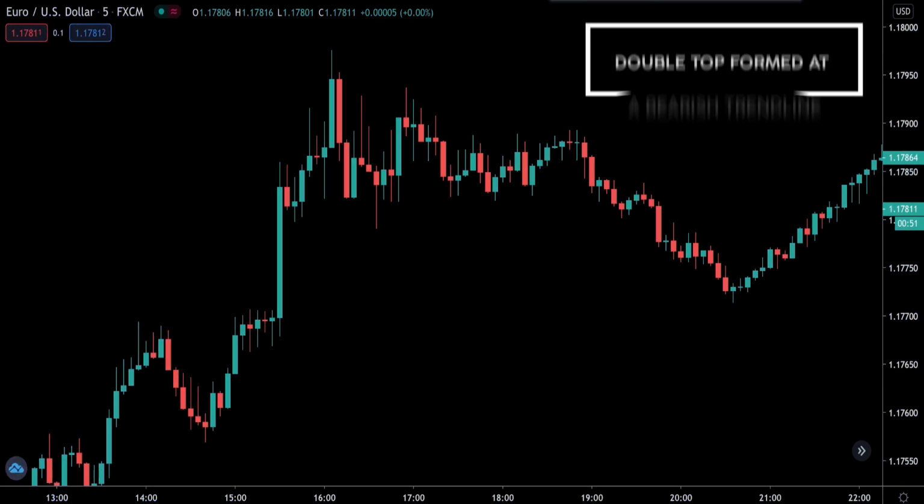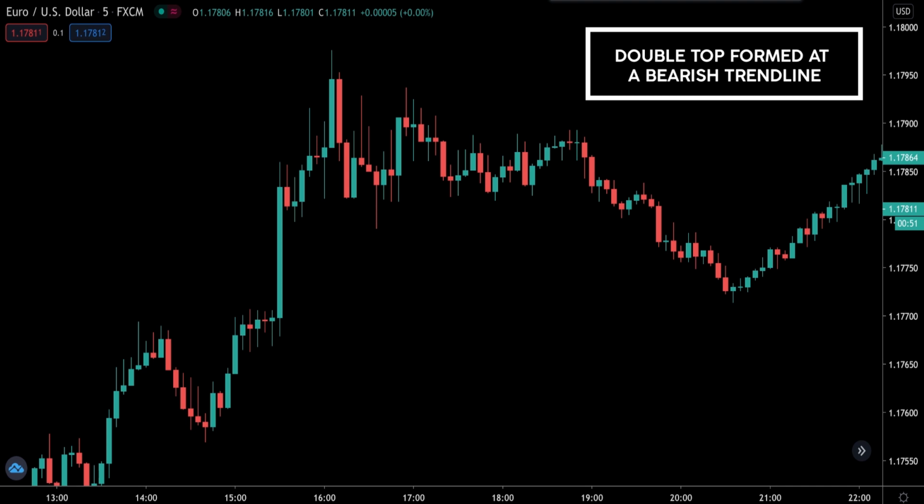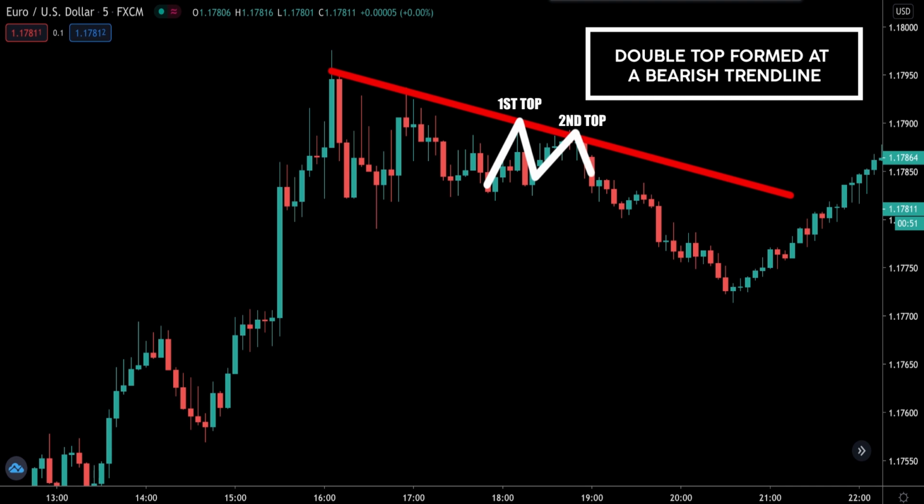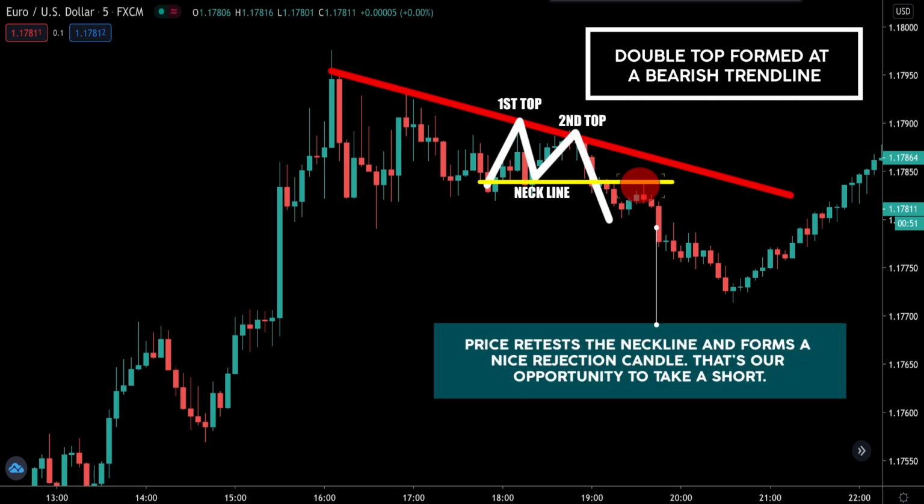Here is another example of a valid double top that occurs near a downward trend line. We have a downward trend line here followed by a double top that sits nicely on the trend line. Notice that price is unable to break above the first top and the trend line. We plot the neckline between the two tops and patiently wait for the price to break below. Price eventually breaks below the neckline, and we watch for price to retest the broken neckline as resistance. Price forms a nice rejection candle of the new resistance level, and that's our opportunity to take a short.